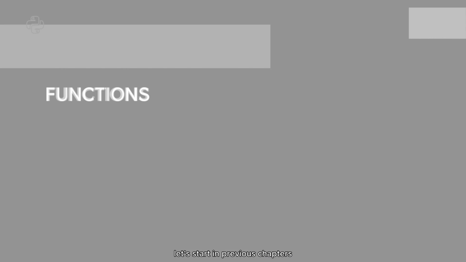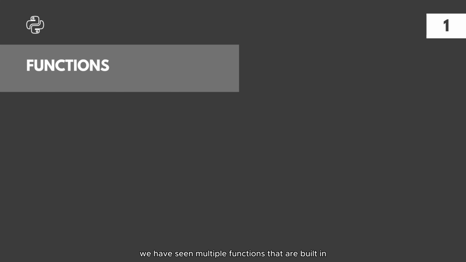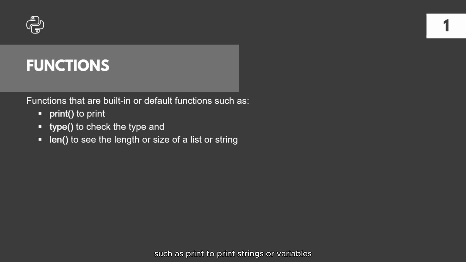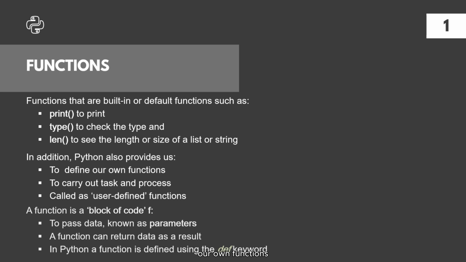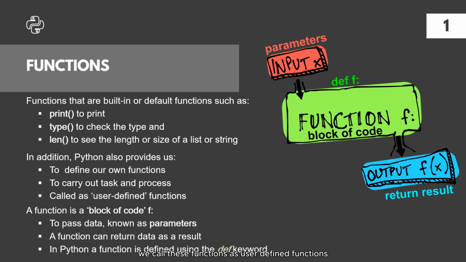Let's start. In previous chapters, we have seen multiple functions that are built-in or default functions available in Python, such as print to print strings or variables, type to check the type, and length function to see the length or size of a list or string. In addition, Python also provides us the functionality to define our own functions to carry out tasks and processes we want to design. We call these functions user-defined functions.